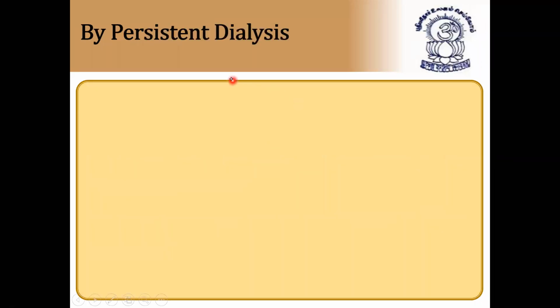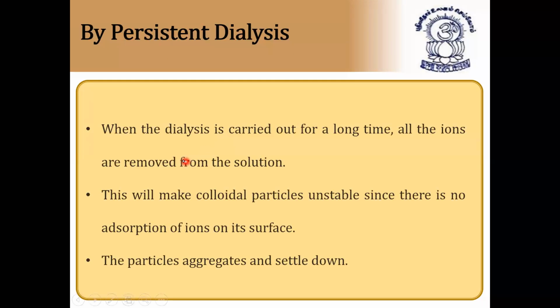Next, persistent dialysis. What is persistent dialysis? We'll discuss now. When dialysis is carried out for a long time, all the ions are removed from the solution. This makes the colloidal particles unstable since there is no adsorption of ions on their surface. The particles aggregate and settle down.